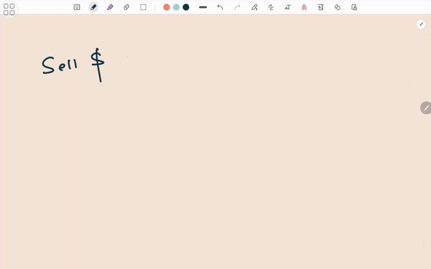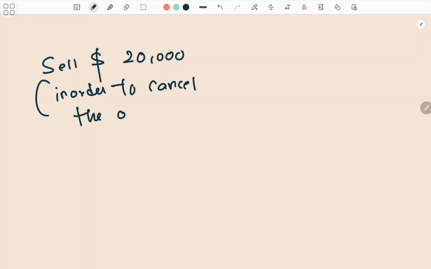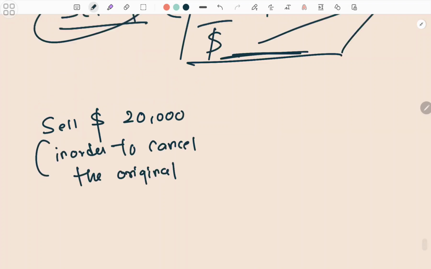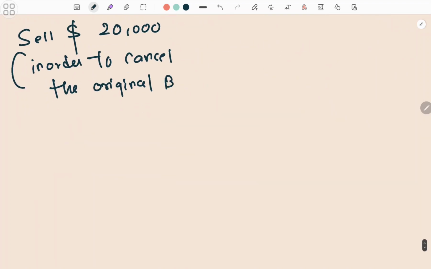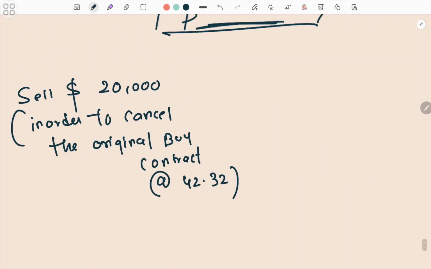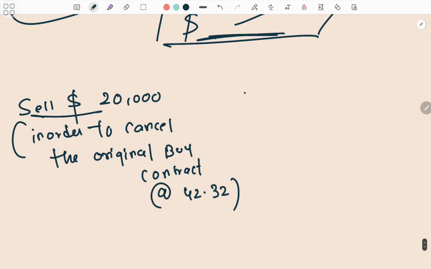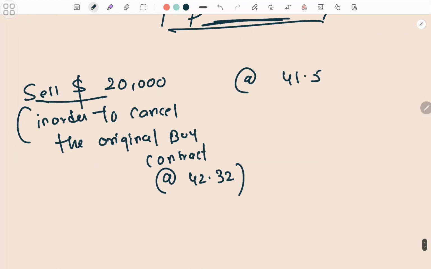Sell dollar 20,000 in order to cancel the original buy contract at 42.32. So you are selling the dollars at how much? 41.5. No, here see, you will not even get 41.5, you will get an amount lesser than that.